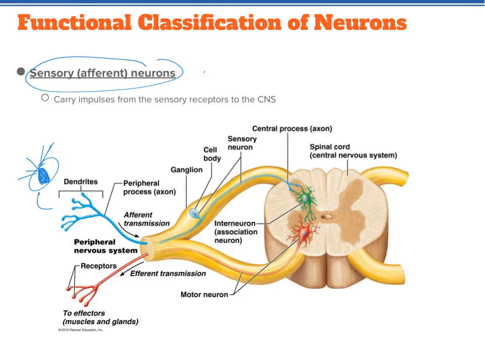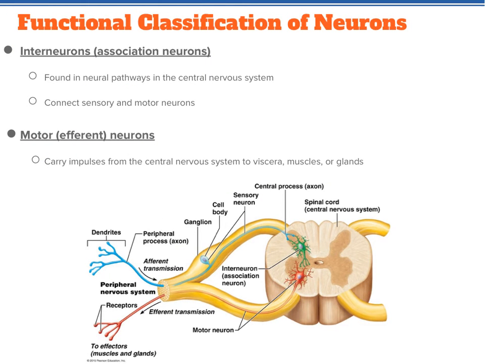Anyway, so our sensory organs receive a signal and send a message down the sensory neuron. So the sensory neuron takes it to the central nervous system. So in this case, it's taking it to the spinal cord, but it could also be taking it to the brain.